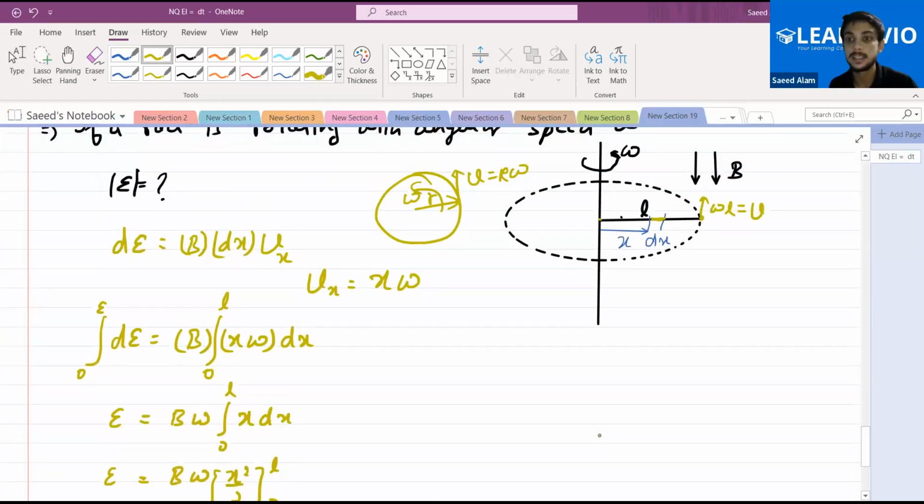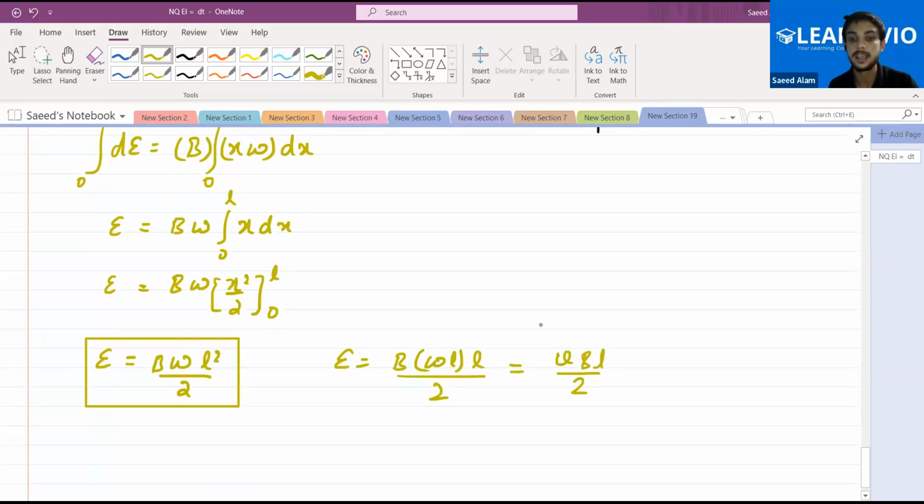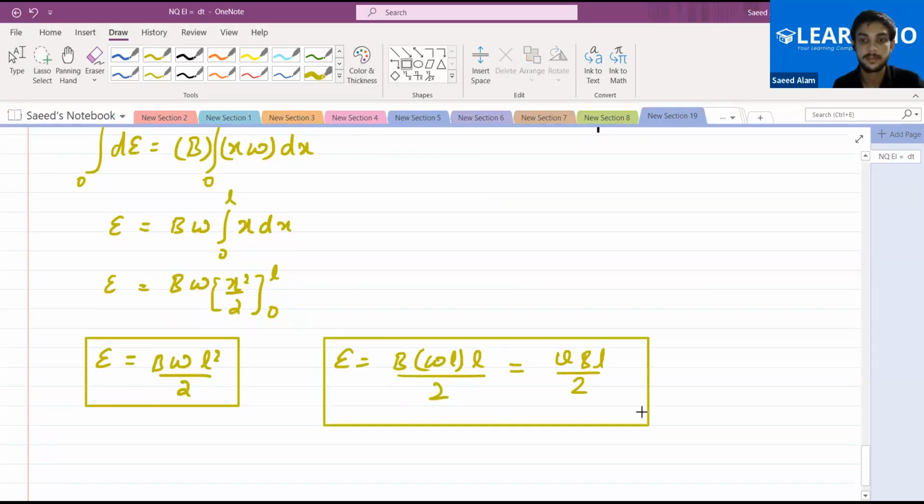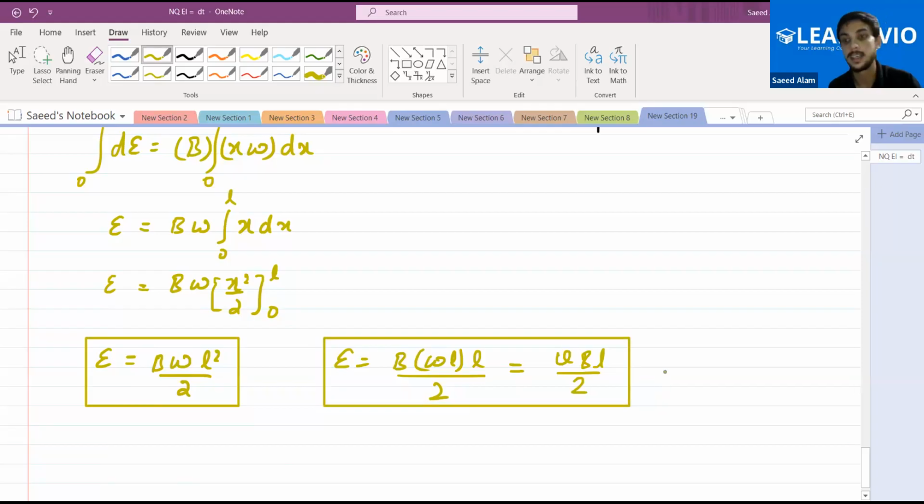Why so? Because some of the particles are moving with a very high velocity, and some of the particles are moving with a very low velocity. So ultimately their summation has become half of that. Understood? So this is the case here.